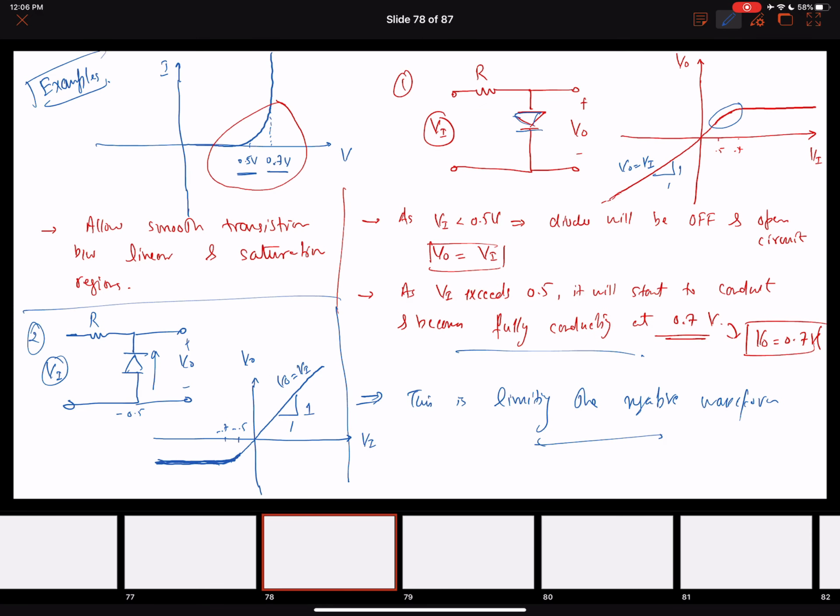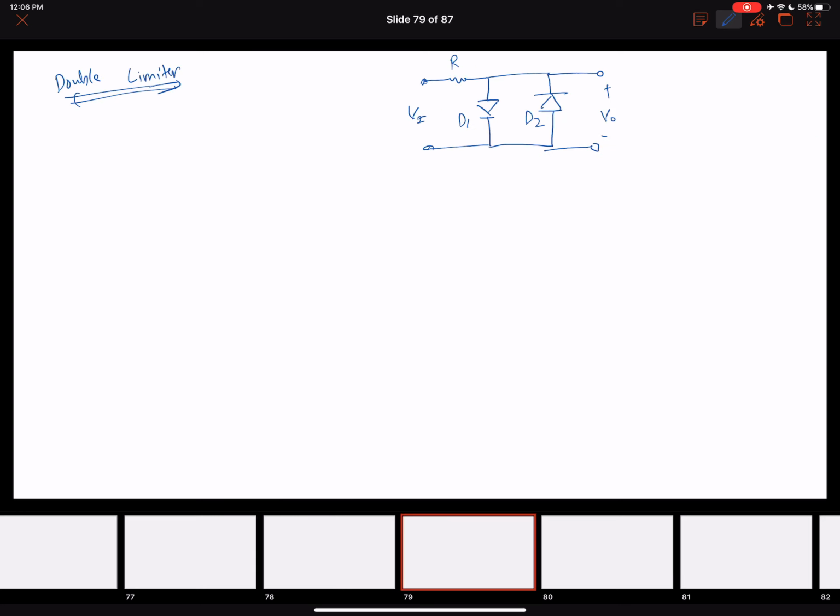This is kind of a combination of these two circuits that we have seen in the previous example. In one case it was limiting the positive waveform, and in the other it was limiting the negative waveform. Now that we have connected both the diodes in parallel, it is going to limit both regions, the positive and the negative peaks of the waveform, right?